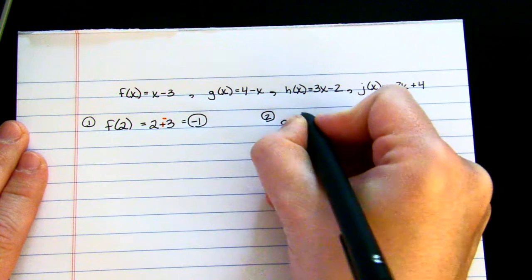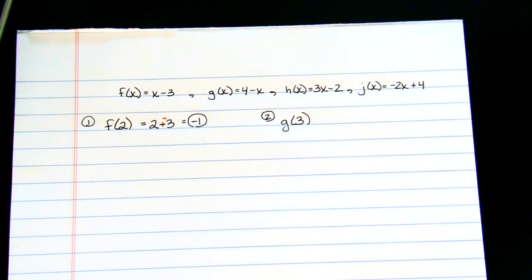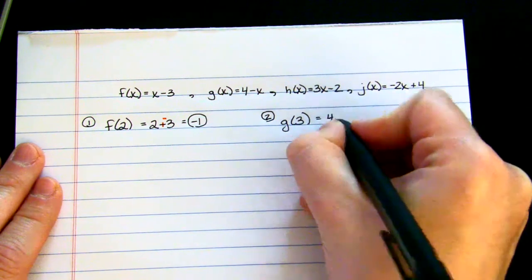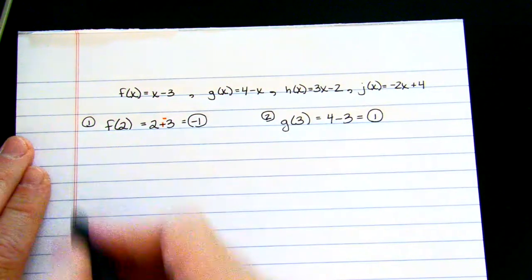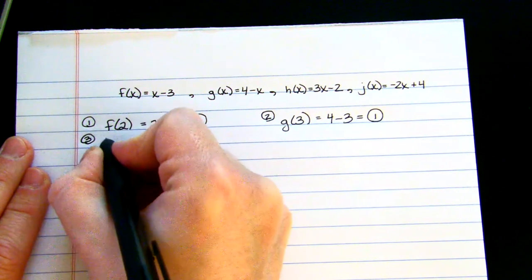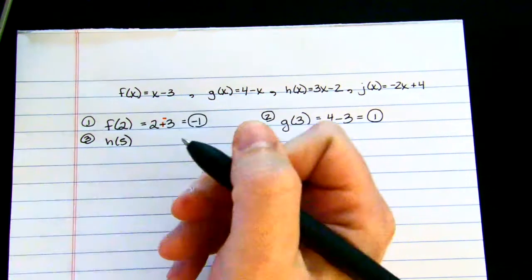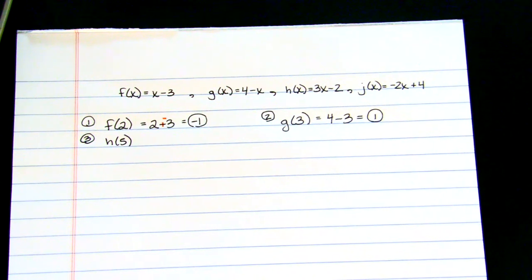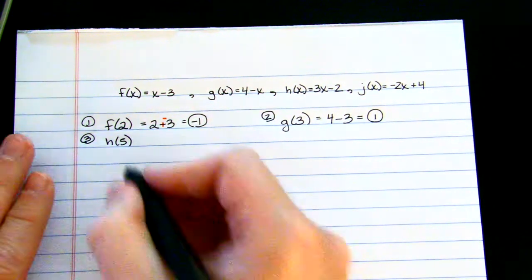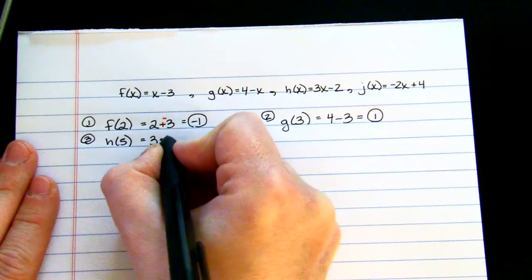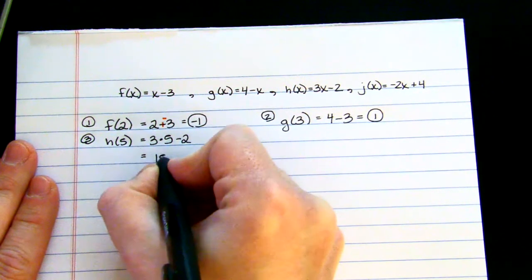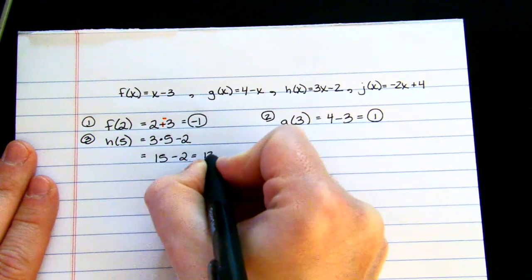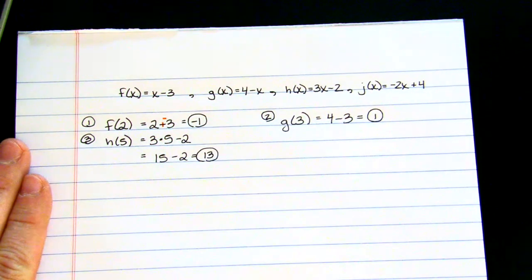You go find g of 3. g of 3 is 4 minus 3. Oh, that's not bad. 4 minus 3 should just give us 1. You go find h of 5. h of 5 is 3 times 5 minus 2. Well, 3 times 5, that's 15, so 15 minus 2 will give me 13.